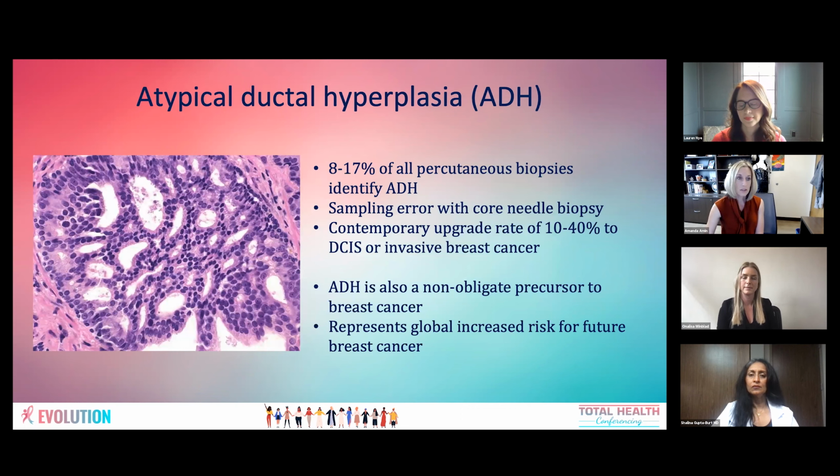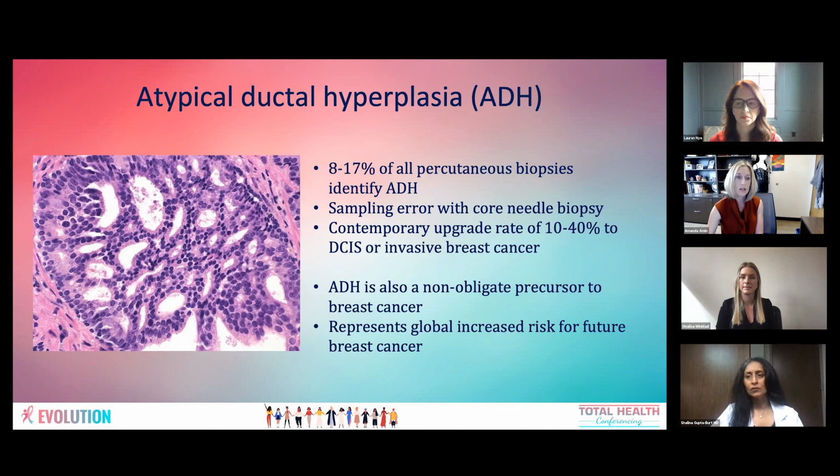So ADH is fairly common. It's identified in 8 to 17% of all percutaneous biopsies that our breast imagers perform. And there's a concern when we have this diagnosis that there could be a sampling error, because the core needle biopsy often is not removing the entire lesion. And so there can be what we call an upgrade when the patient would go on to surgical excision, where we would go on to identify either a DCIS or an invasive cancer. And the contemporary literature quotes a rate of approximately 10 to 40%.